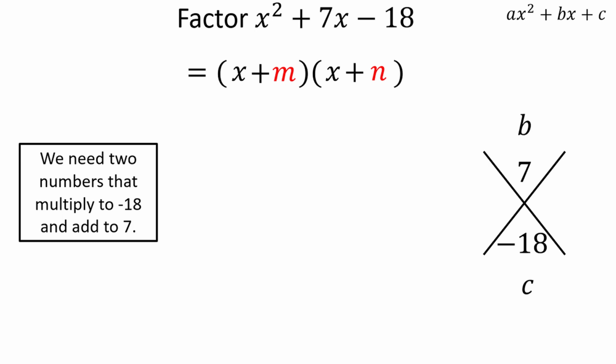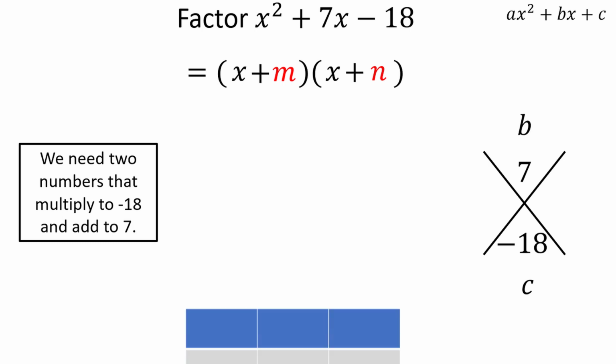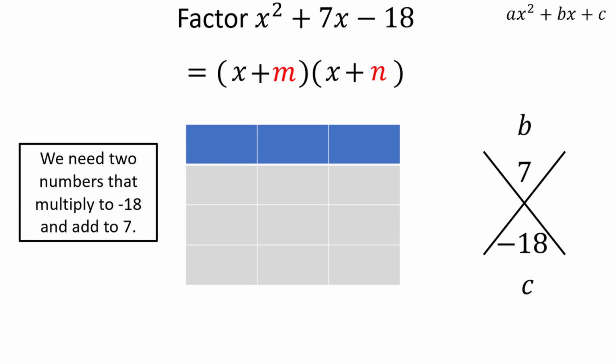If you're struggling to come up with the two numbers, I suggest you make a table like this. The first column of the table should list the possible values for m. The second column should list the possible values for n. And the last column should add m and n together.